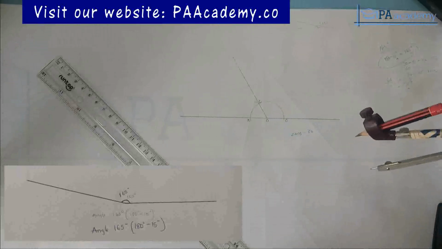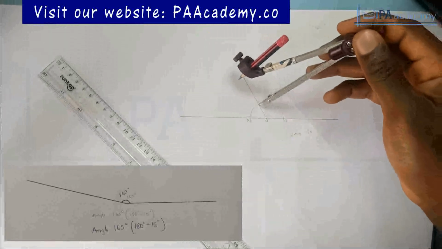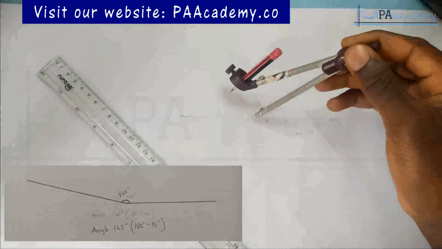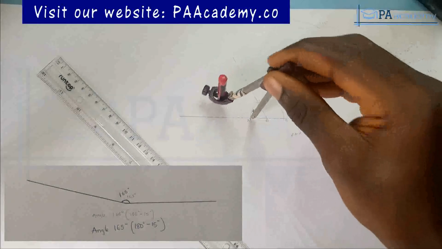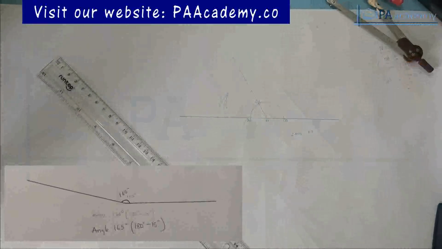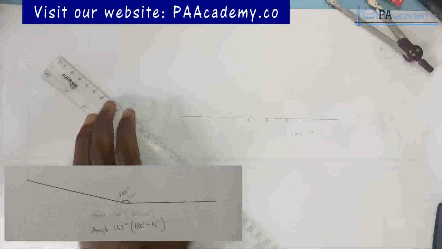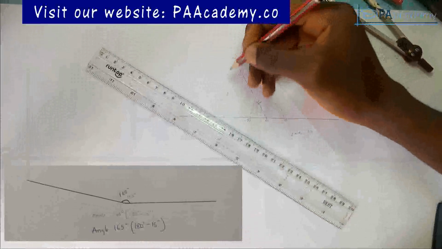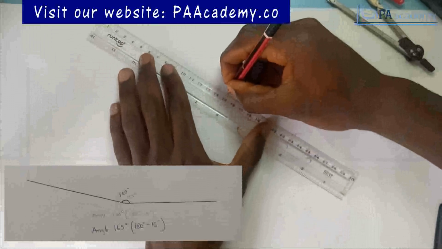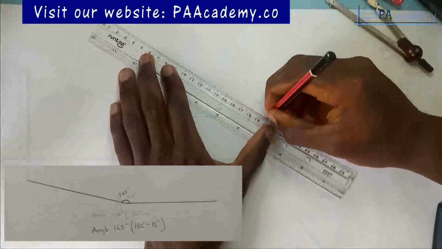You bring in your compass at any convenient length. You come to point C and draw an arc. With the same length, you come to point A and draw another arc. You take note of the point of intersection, and from that point you draw a line to point O. The point of intersection is right here. You have to be careful when you are picking your point of intersection so that you can get a correct end result.